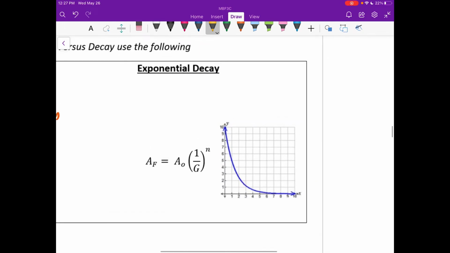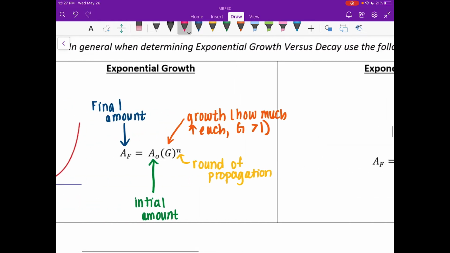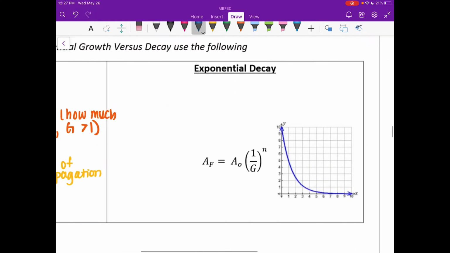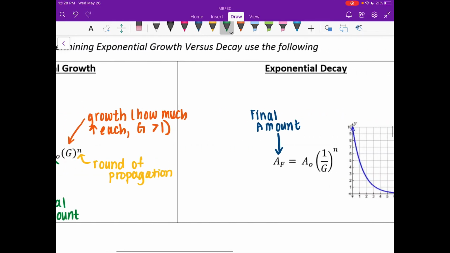On the flip side, you have exponential decay. So your graph for exponential decay will start off really high and then it'll kind of plummet down to the ground, right? It'll look something like that. You start off with, again, the final amount. So this is the same. The equation's pretty much the same. You have your final amount. You have your initial amount, which is the A0 value. Right, you have your initial amount.